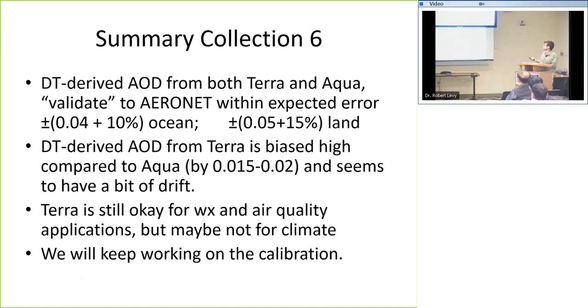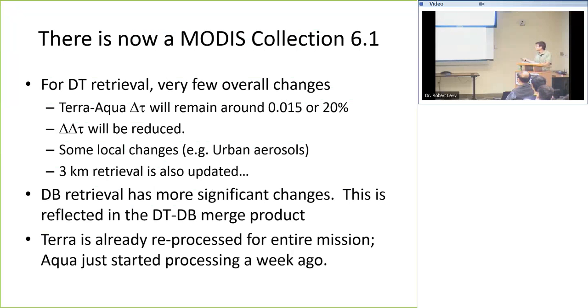Anyway, so the summary of where we are in collection 6. We have this derived optical depth from both Terra and Aqua, but Terra is a little bit biased high. Some people ask us, can you not use Terra's AOD anymore? And we say, no, for many applications it's still going to be perfectly fine, but we're still working on the calibration.